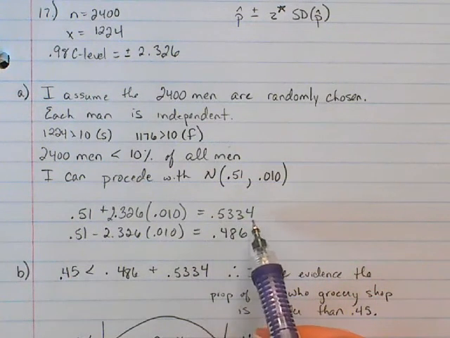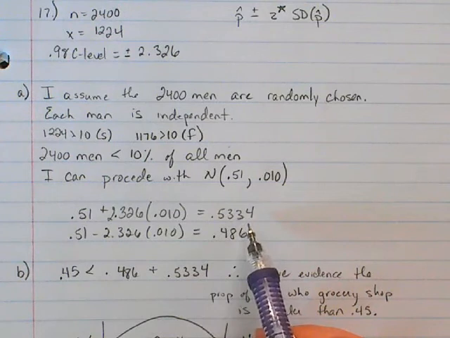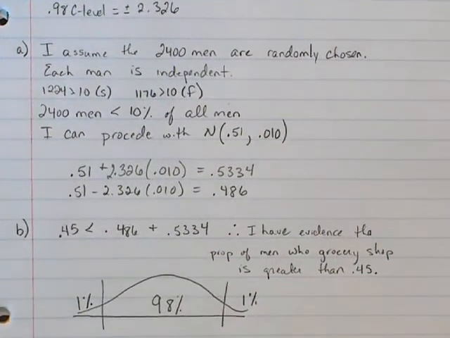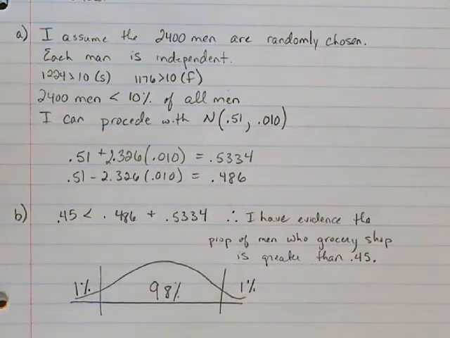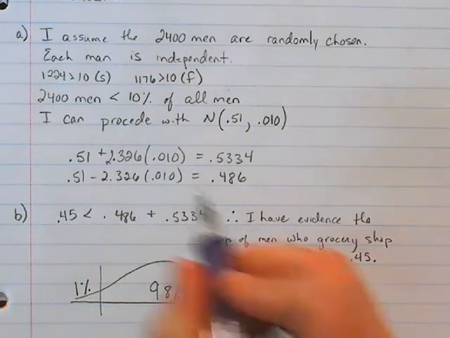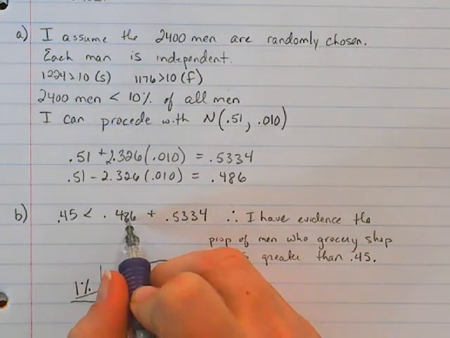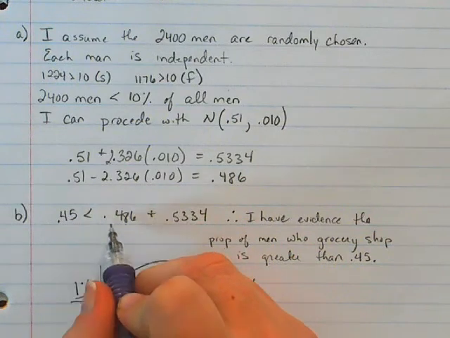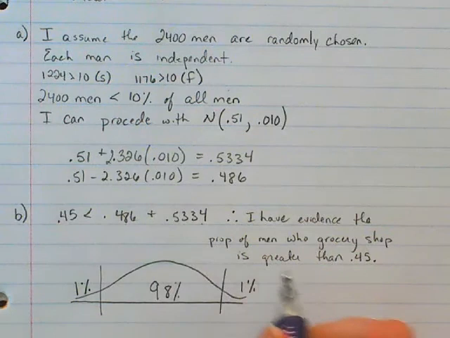Part B is where it gets interesting. Part B asks, do I have evidence that the proportion of male shoppers is higher than 45%? If I look at my 98% confidence interval, both of my boundaries are greater than 45%. Because both of my boundaries are greater than 45%, I have evidence the proportion of men who grocery shop is greater than 45%.